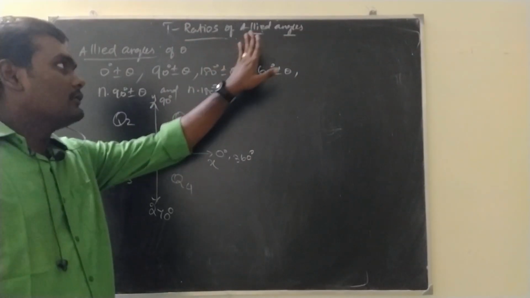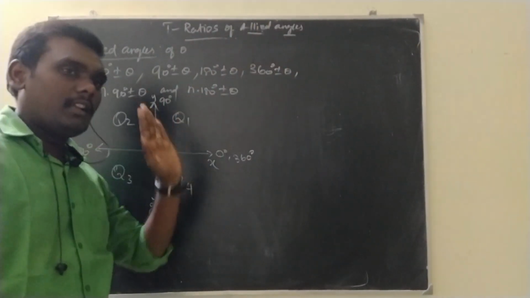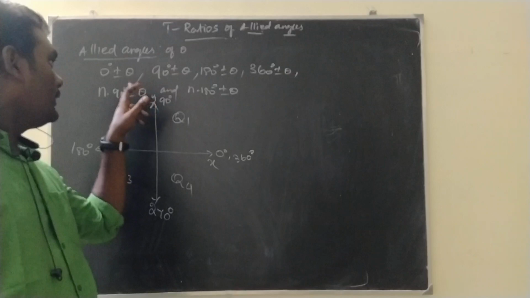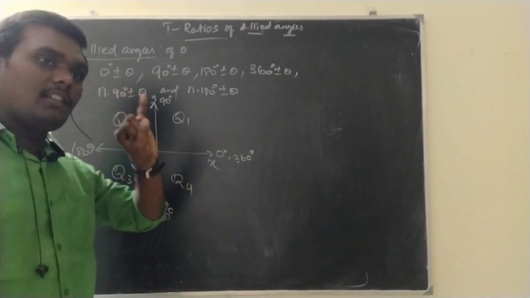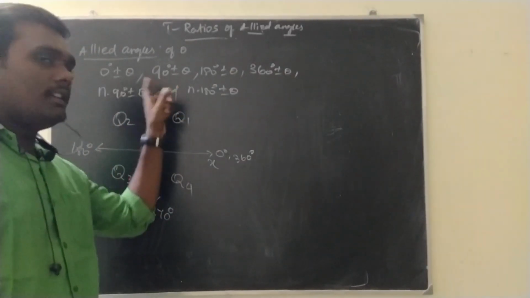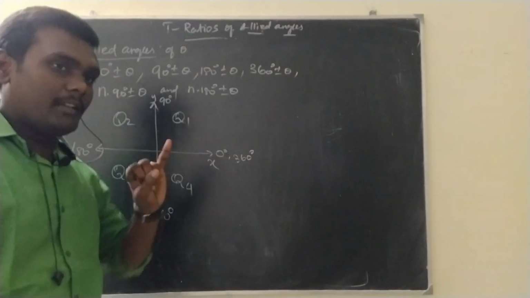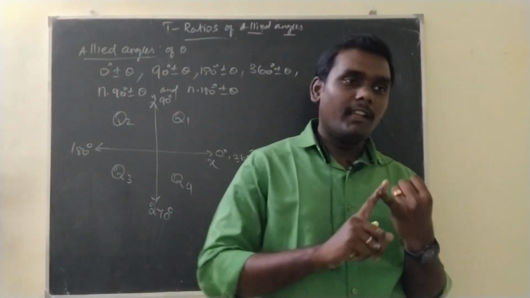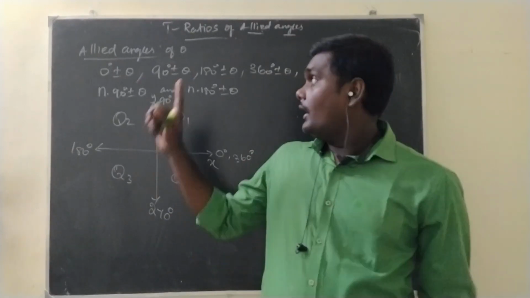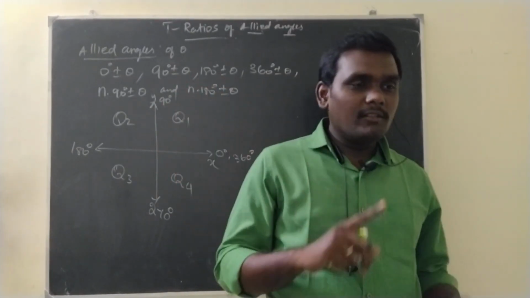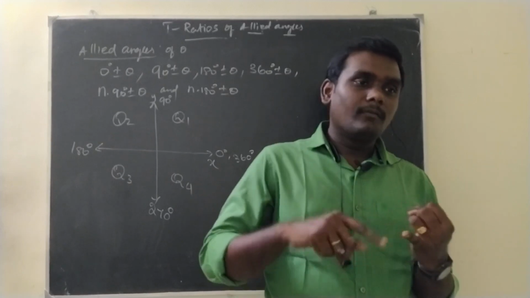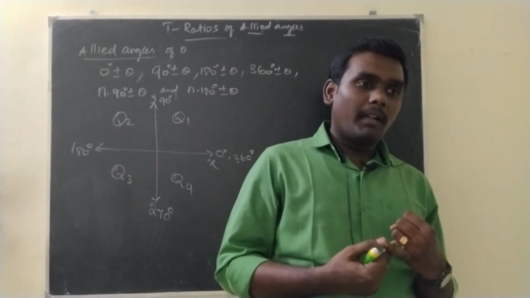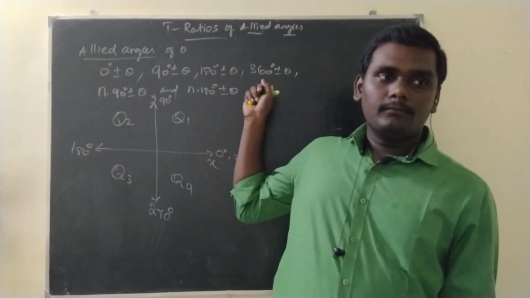So, the trigonometric ratios of allied angles. What are the allied angles? Simply 0 plus or minus theta, and 90 degree plus or minus theta, which includes two cases: 90 degree plus theta and 90 degree minus theta. And 180 degree plus or minus theta means 180 degree plus theta and 180 degree minus theta, likewise here.